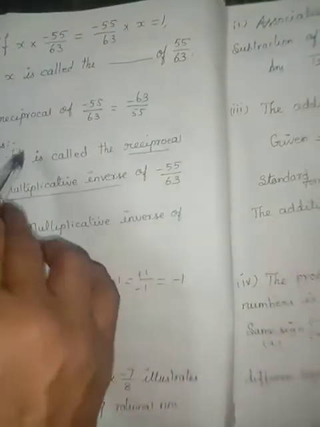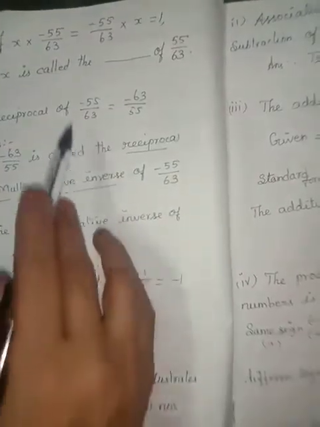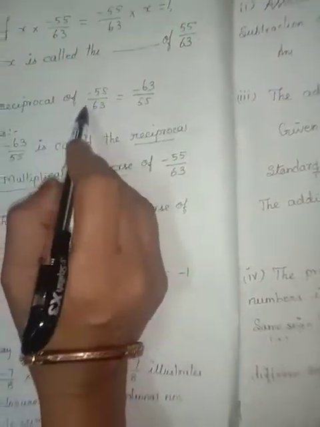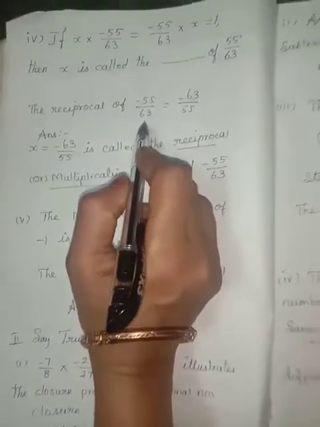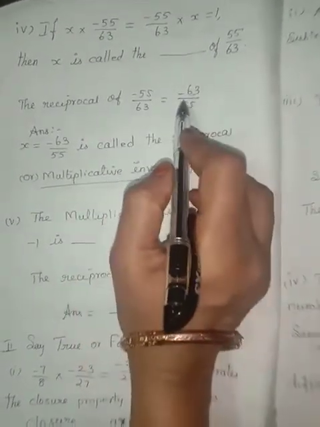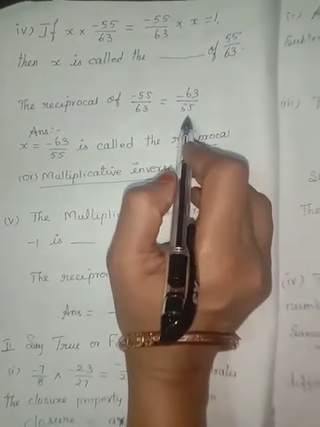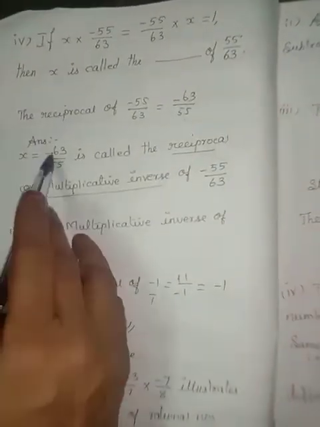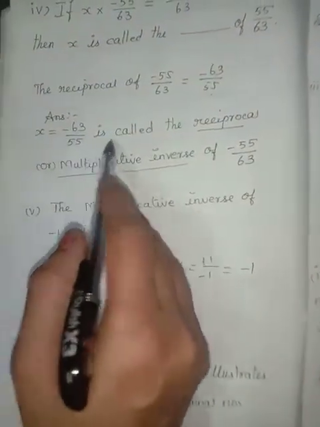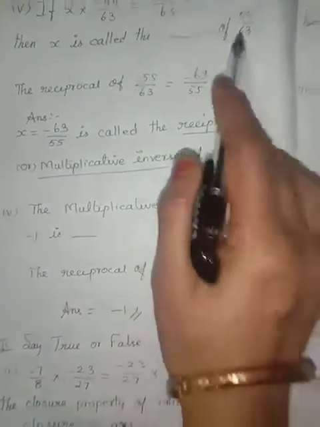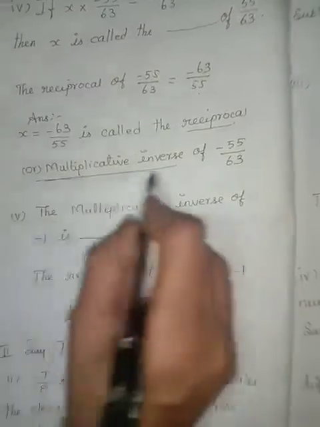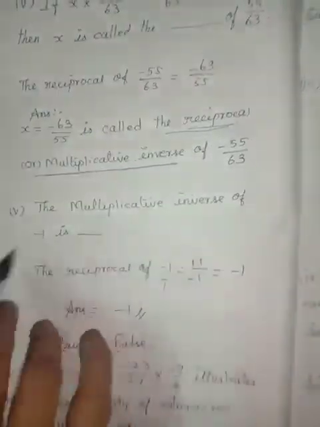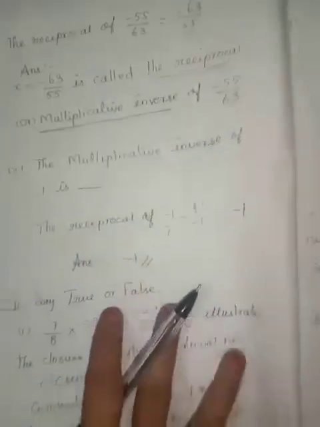So what is that number? Find the reciprocal of the given number minus 55 by 63, that is equal to minus 63 by 55. From this we can say that the number minus 63 by 55 is called the reciprocal of minus 55 by 63. So the answer is reciprocal or multiplicative inverse.